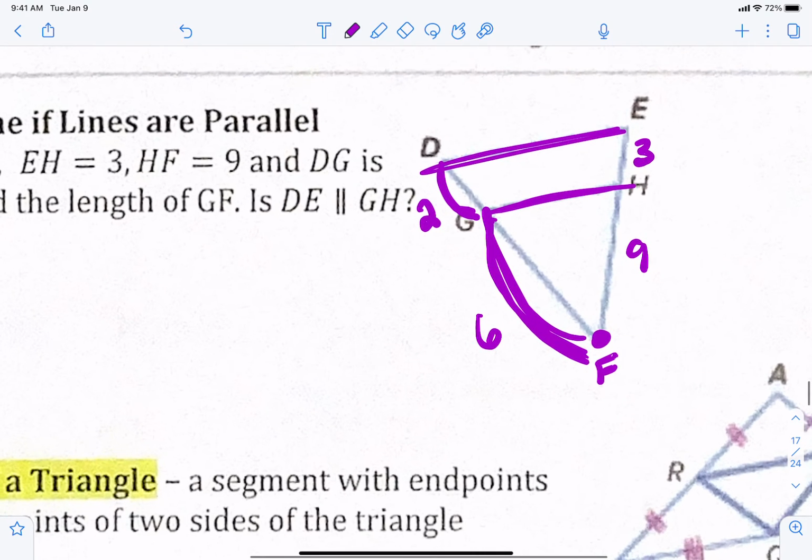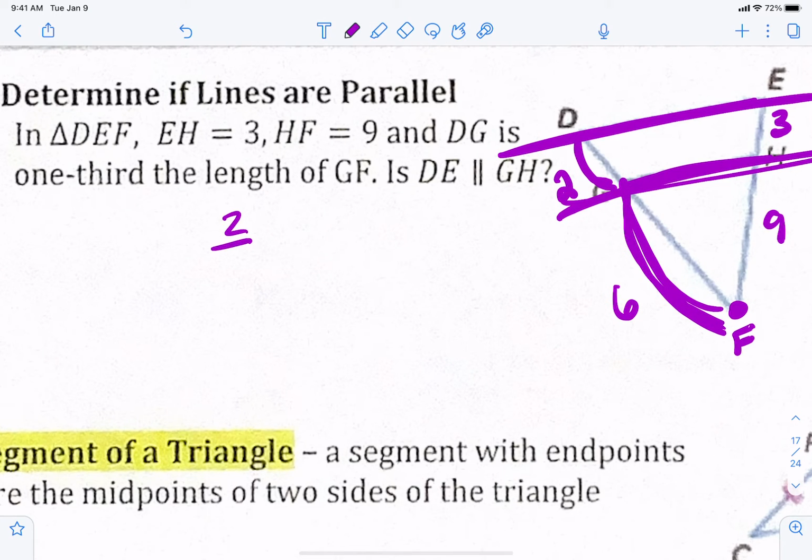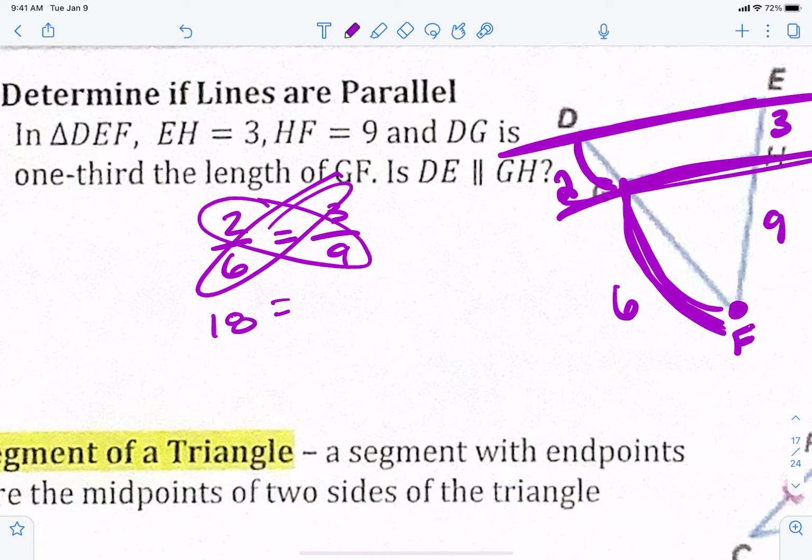Now, how do we determine whether these two guys are parallel to each other? If you do a proportion, then they're equal. 2 over 6 equals 3 over 9. Is that true? This guy is 18. This guy is also 18. So, yes, they are parallel. Yes, DE is parallel to GH.